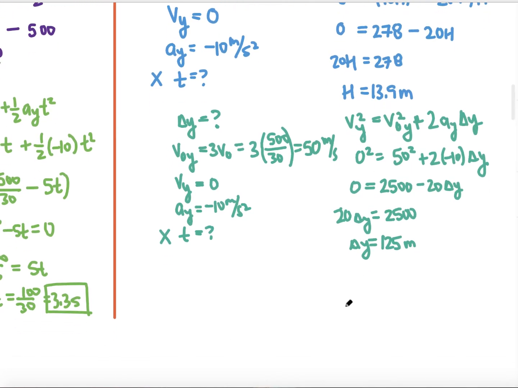Okay, so we just need to convert. So we have 125 meters, and we have h per 13.9 meters. So basically we're just dividing 13.9 meters into 125. And when we do that, we get pretty much 9h. So the height the second one goes is actually 9 times as high.